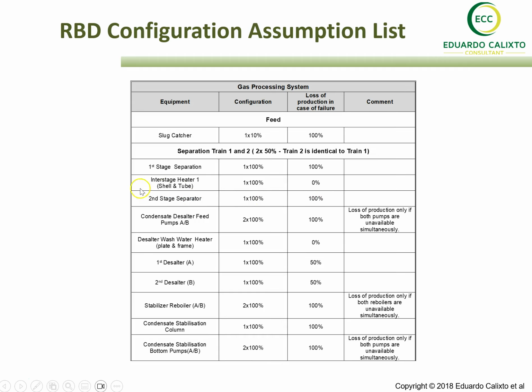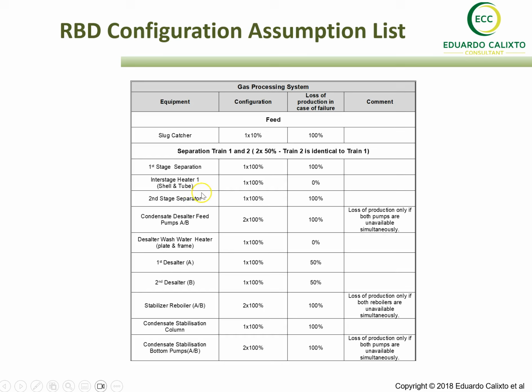And then, for example, this second stage separator, because they cause 100% of loss, it will be modeled in series. So each equipment that has direct impact on loss of production will be modeled in series. The ones that have no effect, like this heater, can either have no input data, or be excluded from the whole model. Usually I like to represent these components in the RBD, but I do not put the impact of production.